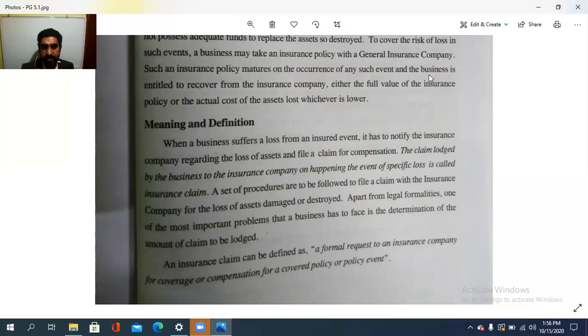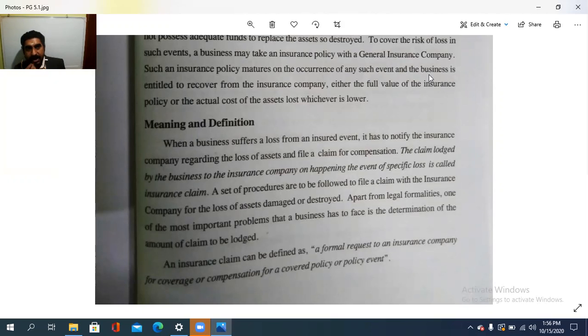A set of procedures are to be followed to file a claim with the insurance company for the loss of the assets damaged or destroyed. Apart from the legal formalities, one of the most important problems that a business has to face is the determination of the amount of the claim to be lodged. So that is the main thing.